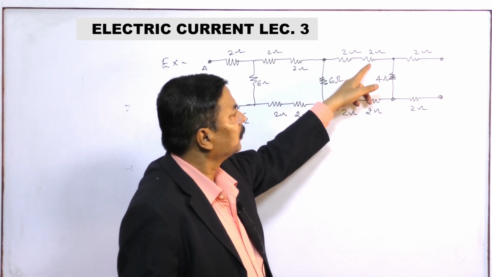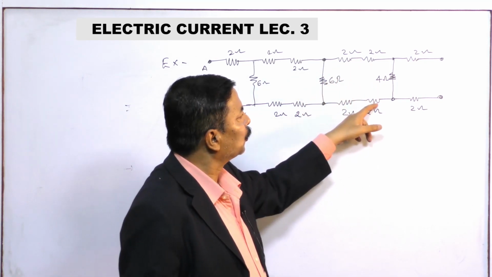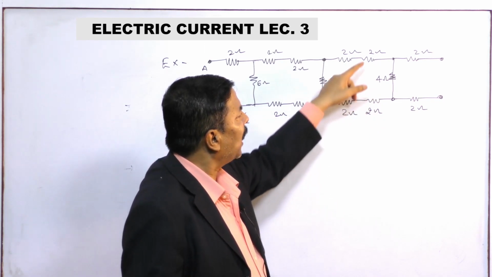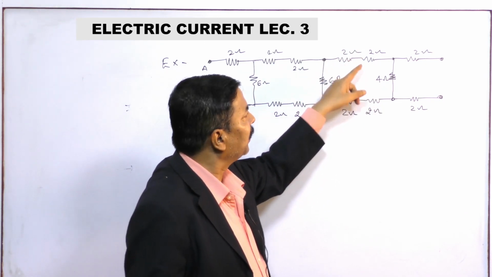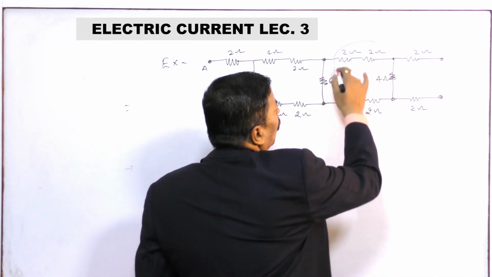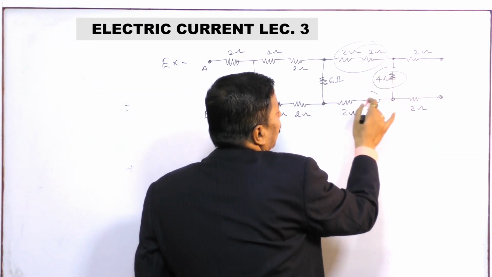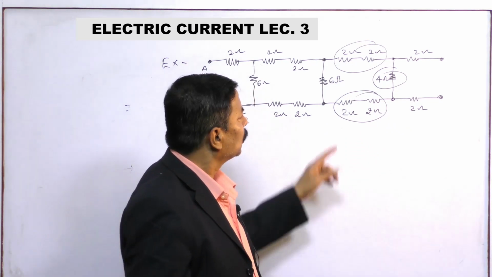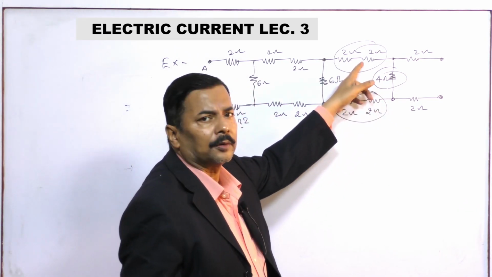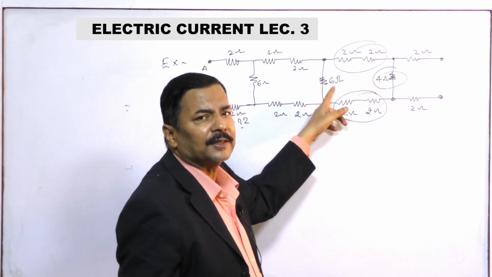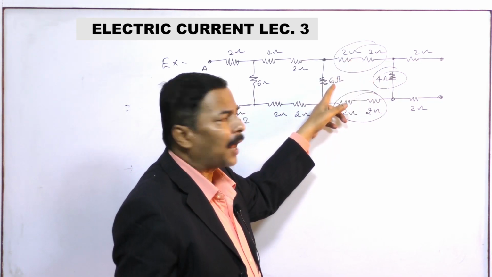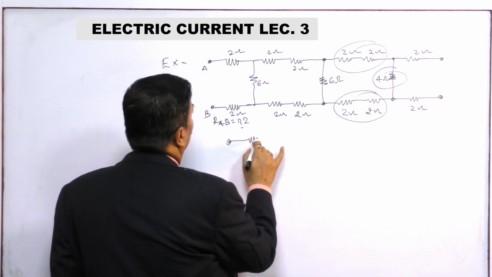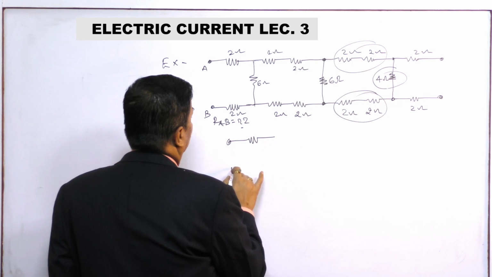So 2 to 4, these are in series, and 2, 2, 4. So 4 is this, and 4 is this, and 4 is this. These three 4s and this 4 are in series. So 4, 4, 4, that is 12. 12 and 6 are in parallel. So what can we write? We can write the equivalent diagram in this way.